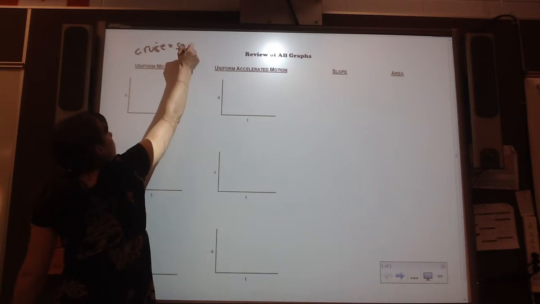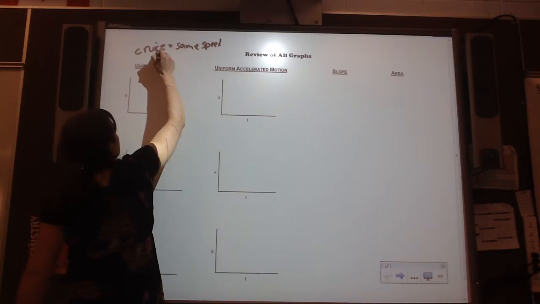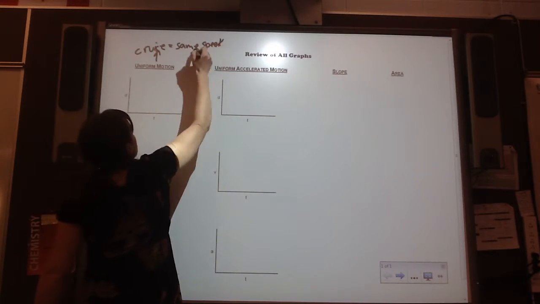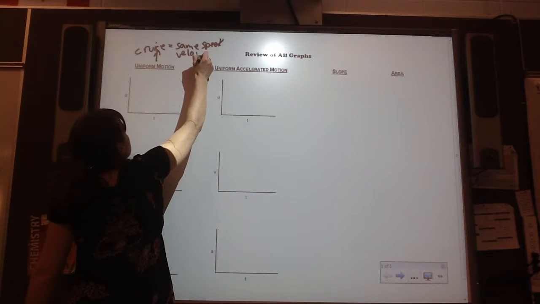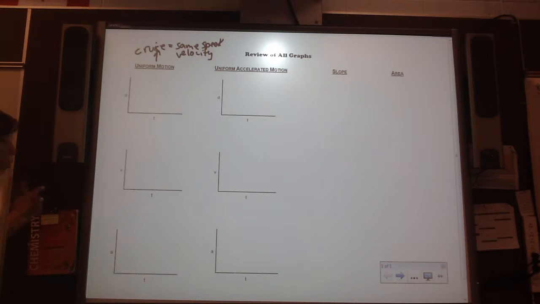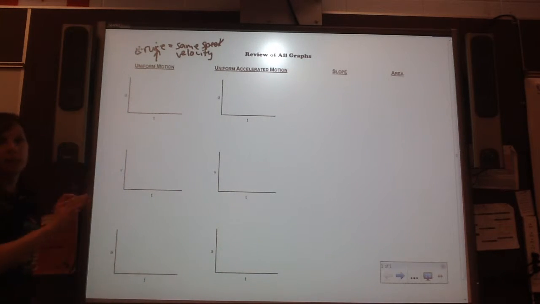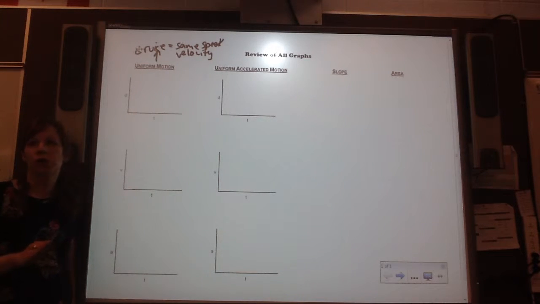Same speed. Constant movement. Same speed or velocity. That's what's happening in uniform motion. So, on a dt graph, whether it's distance or displacement, this is going to count for distance or displacement. On a dt graph, what would uniform motion look like?